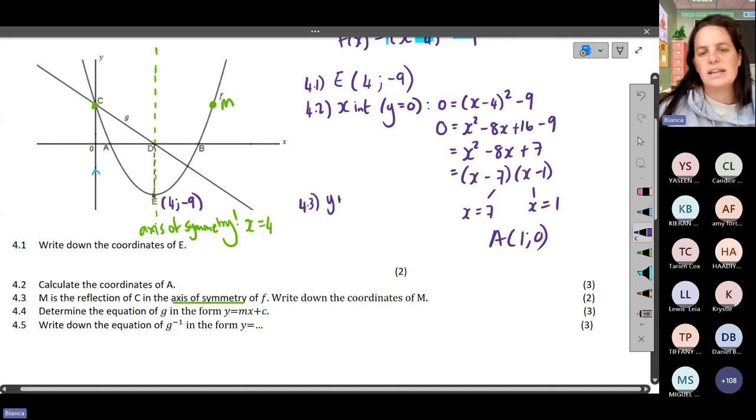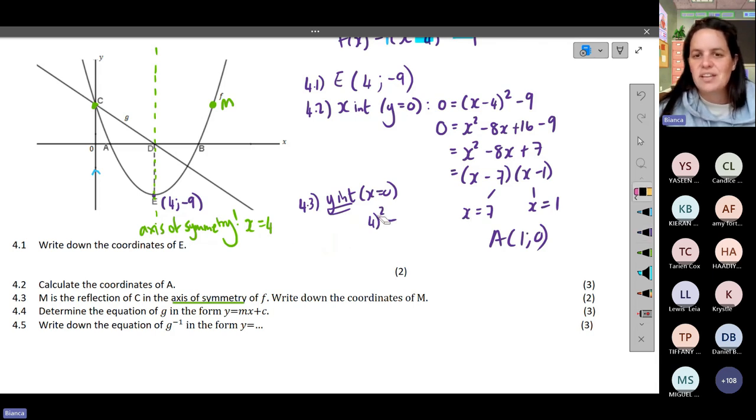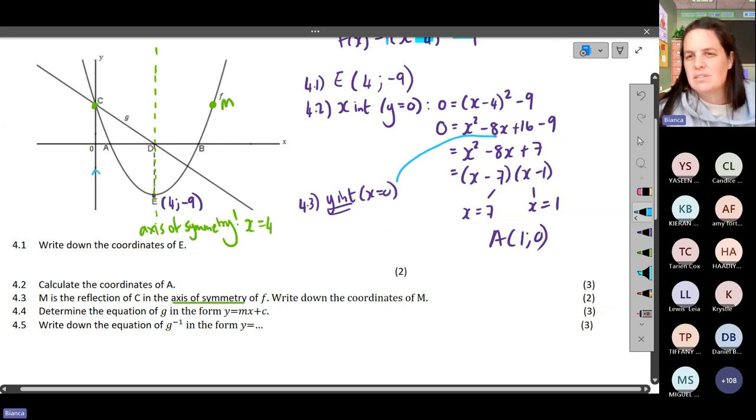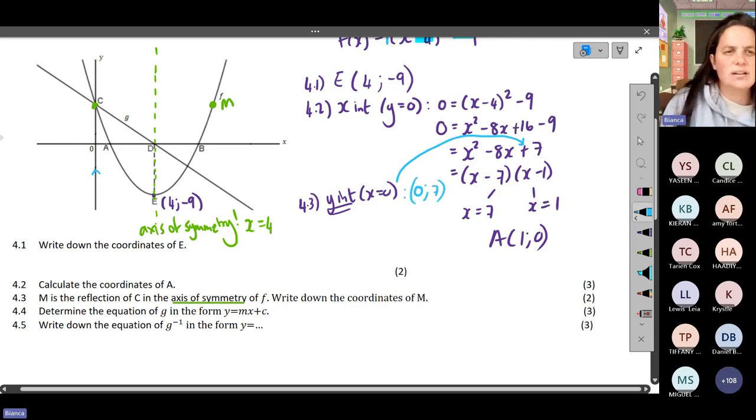Okay, so let's work out C's coordinates. C is the y-intercept, and to find the y-intercept of any function, we make x equals 0. So we're just going to say y equals 0 minus 4 squared minus... Oh, no, wait. We actually have it over here. When we times it out, there it is there, when we put it in standard form. So the y-intercept is 0 and 7. So these coordinates here are 0 and 7.